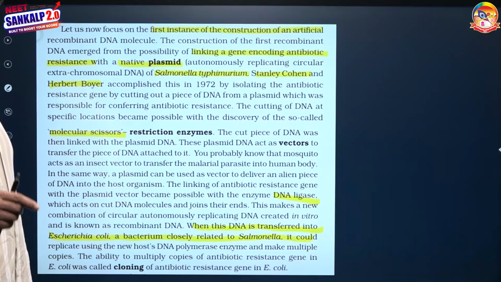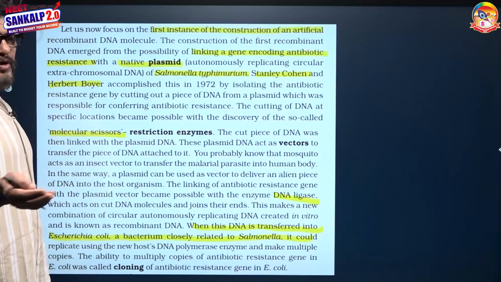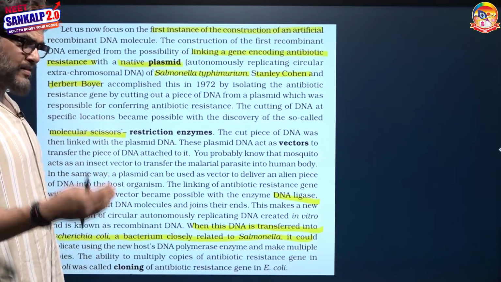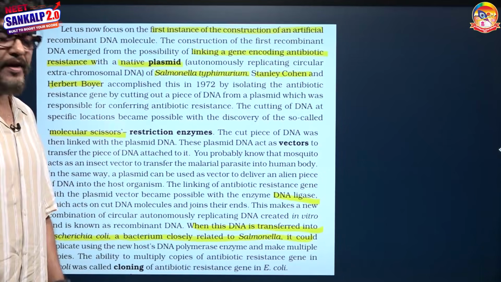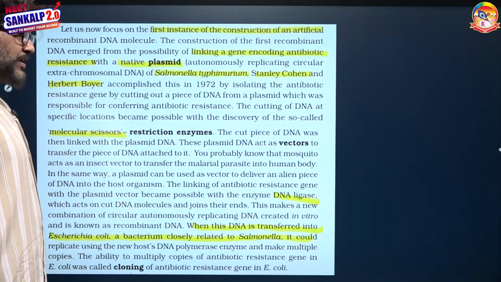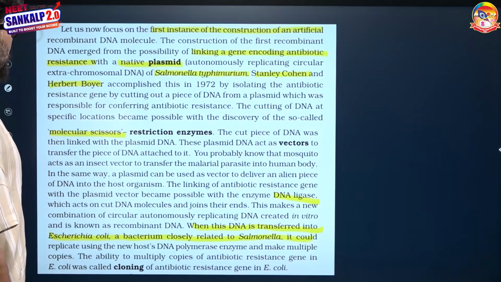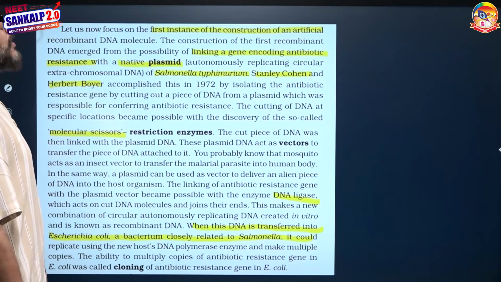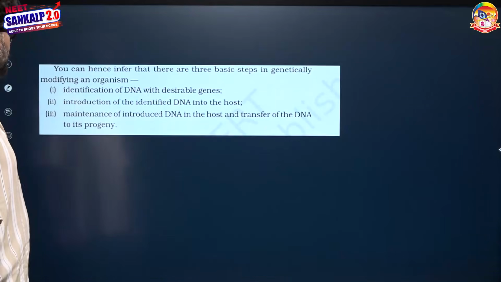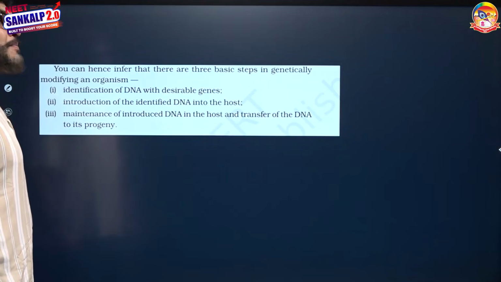So the antibiotic resistance gene was isolated from one bacterium and transferred into the plasmid, so the plasmid became recombinant, and then these recombinant DNA plasmids were introduced into the other organism. It was the first case where genetic engineering led to the transfer of antibiotic resistance into sensitive bacteria. You can hence infer that there are three basic steps.